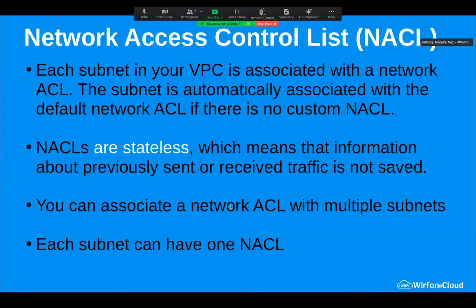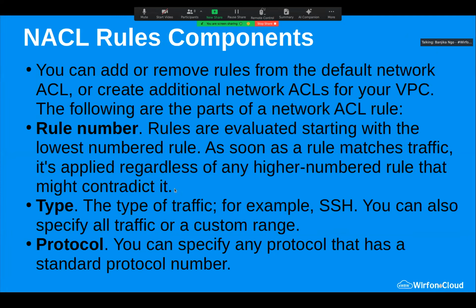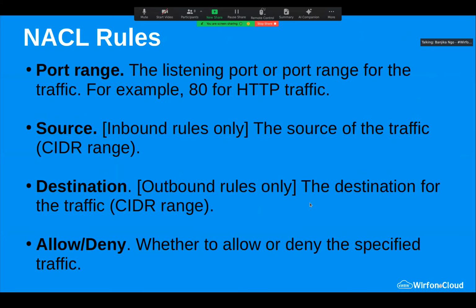For that reason, you can associate it to multiple subnets, but each subnet can only have one access control list. There are different components I already showed. This is just for you to refer to. I pointed out the rule number, the type, the protocol, the port range you want to affect, the source, the destination, and whether you want to allow or deny, right? You can read into this when you receive the slides.